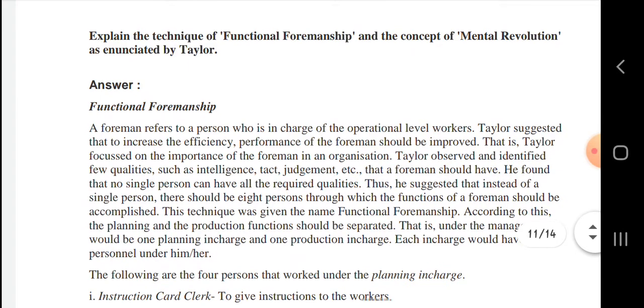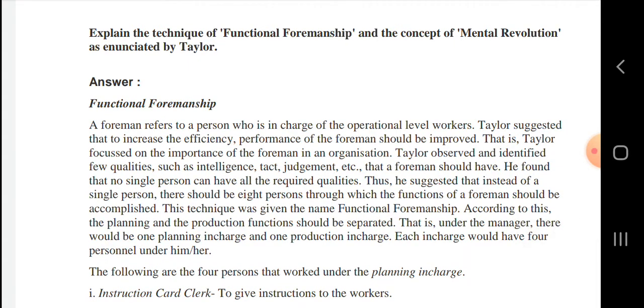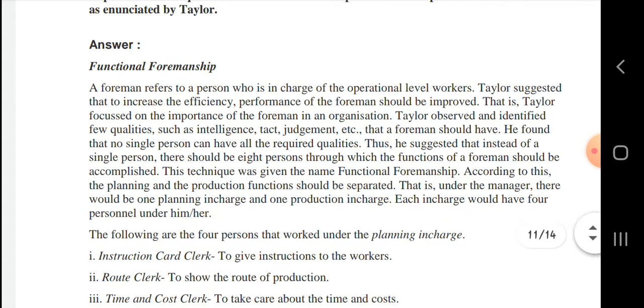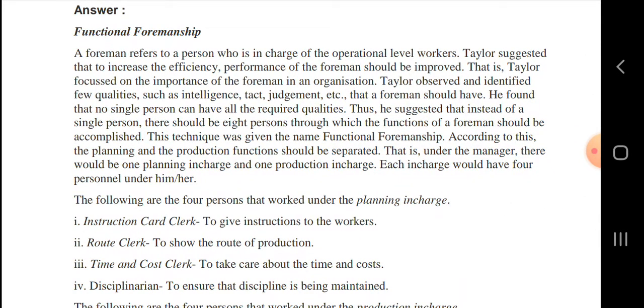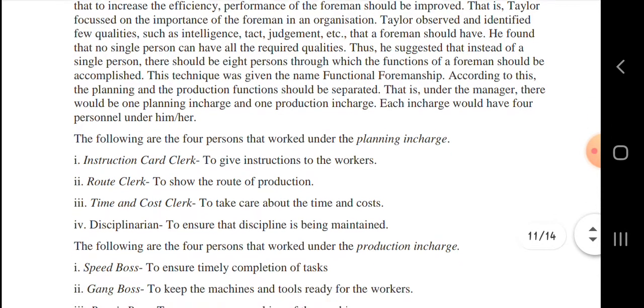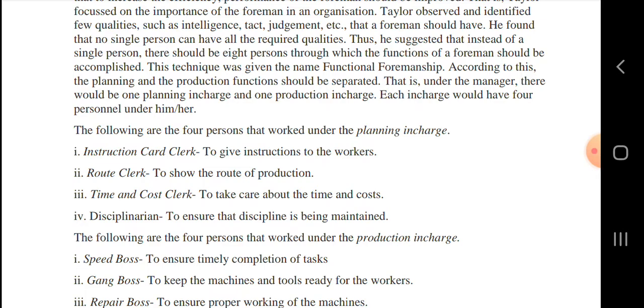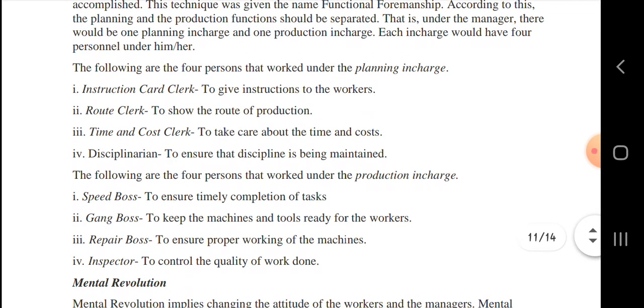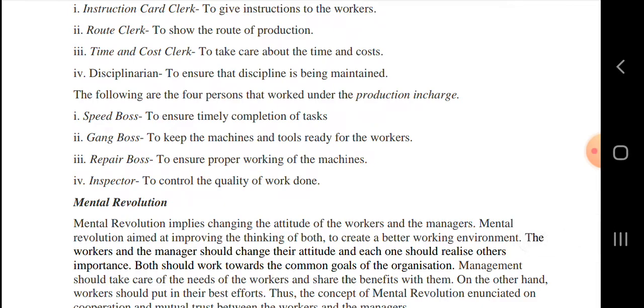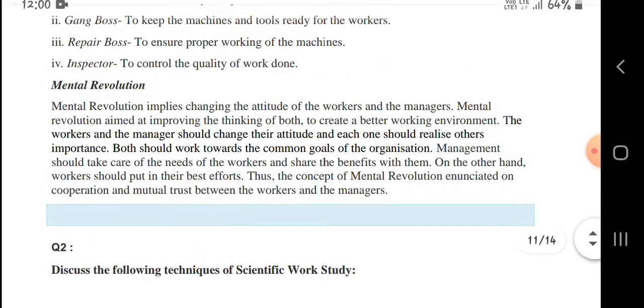Next, long answers: functional foremanship and mental revolution. A foreman refers to a person who is in charge of the operational level workers, and Taylor suggested that to increase efficiency, the performance of the foreman should be improved. The following are the 4 persons who work under the planning in charge: instruction card clerk, route clerk, time and cost clerk, and discipline officer. Speed boss, gang boss, repair boss, and inspector are the production in charge. Next, mental revolution. Mental revolution implies a change in the attitude of the workers and the managers.